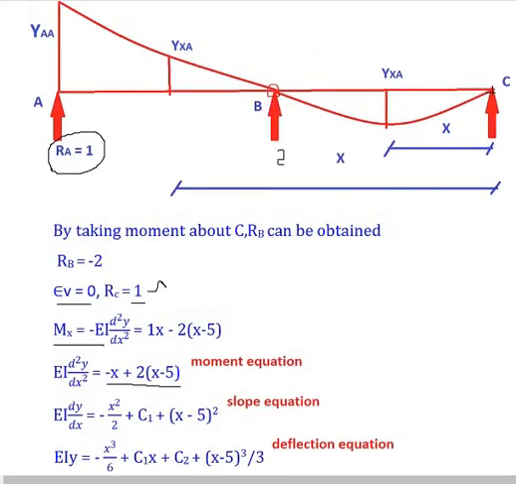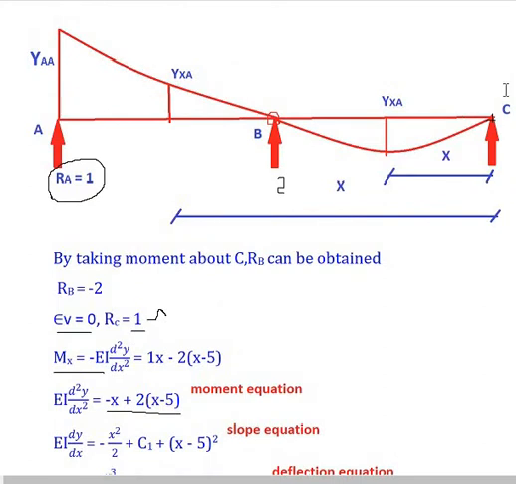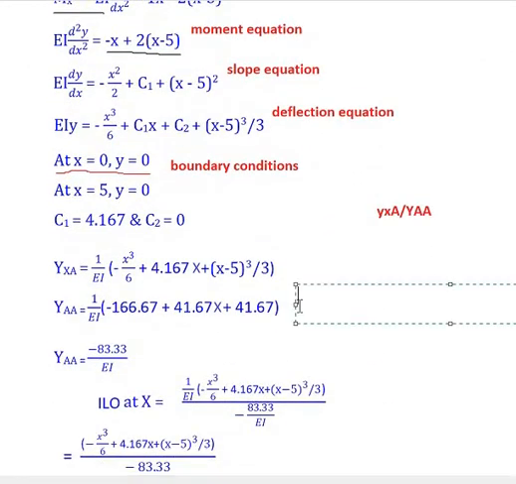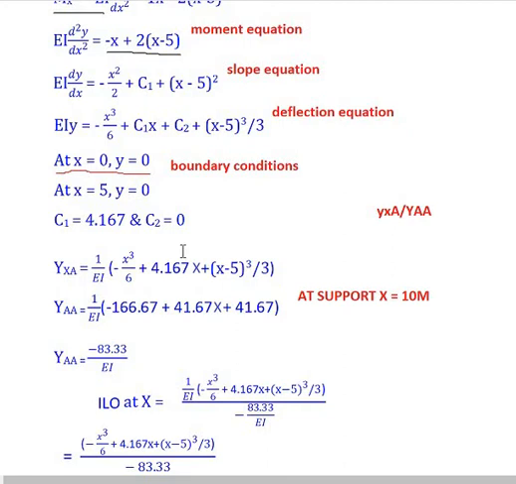So here comes the figure. This is the starting point of the x. This point x is 0. As you know, x will be 5 at the support B and x will be 10 at the support A, which means at x equal to 10 meter, the deflection y is equal to yaa. So this is the boundary condition. How did it arrive? At support A, x is equal to 10 meter. So we have to substitute x equal to 10 in the same deflection equation, so that we will get yaa. So yaa is equal to minus 83.33 divided by EI.